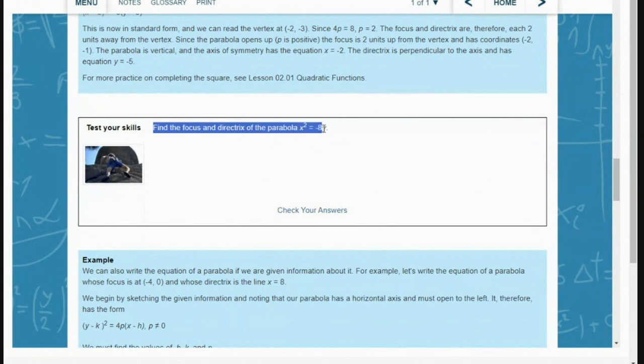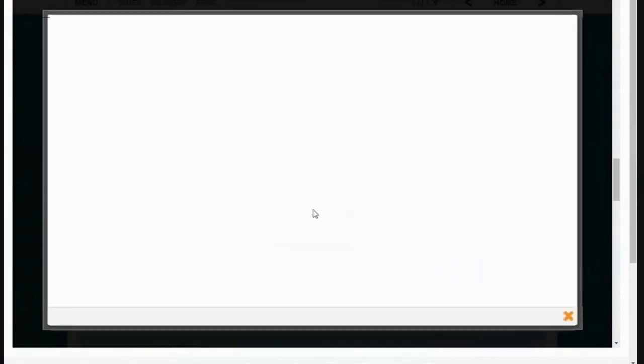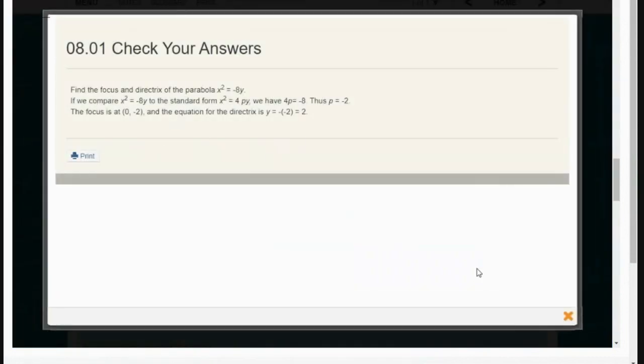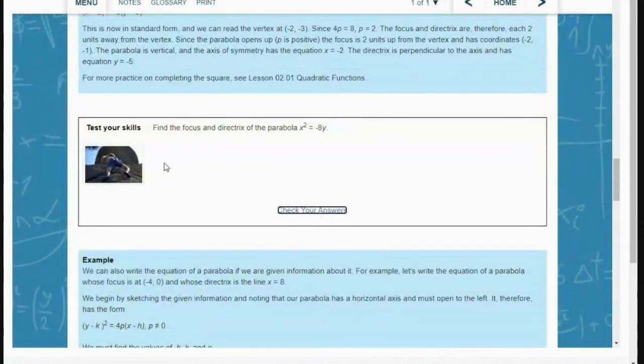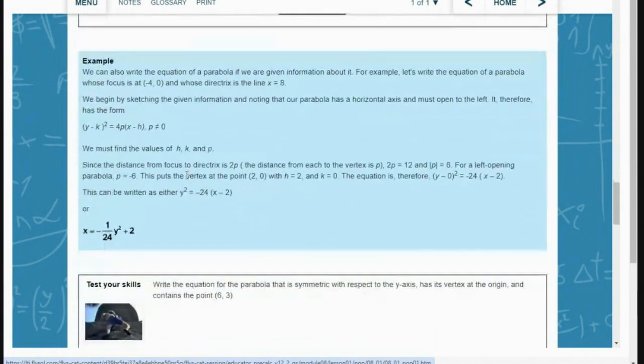Find the focus and directrix of the parabola x squared equals 8y. So I'll leave that one for you to do, because you can click here and check your answers and make sure that's working. Yeah, it gives you the answers right there. So there's a practice problem built into our lesson where you can practice and make sure that you can find that. All right, so here's another example.